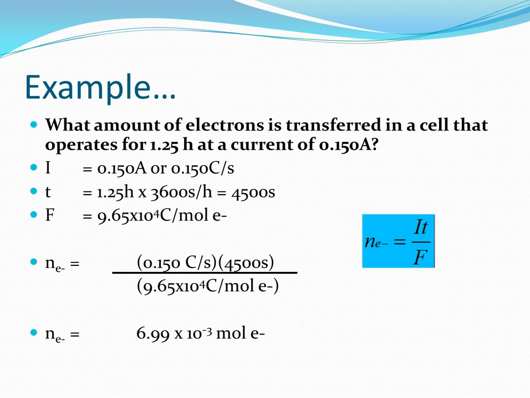Here is an example that you might see where you will be asked to calculate the number of moles of electrons. You can use the values for the current in amperes, the time in seconds, and Faraday's constant to calculate the number of moles of electrons. Notice that the time given was in hours, and so it needed to be converted to seconds to perform the calculation.